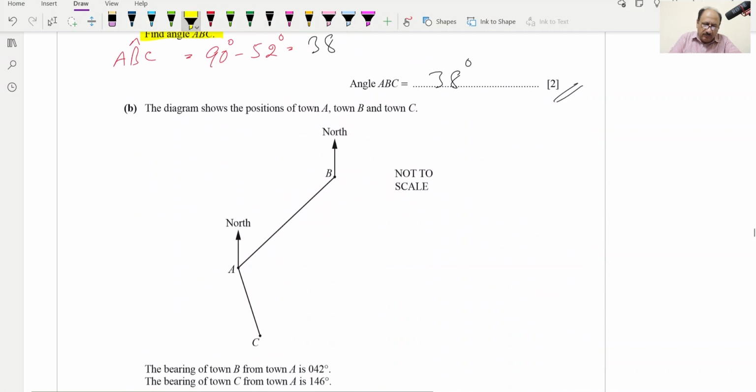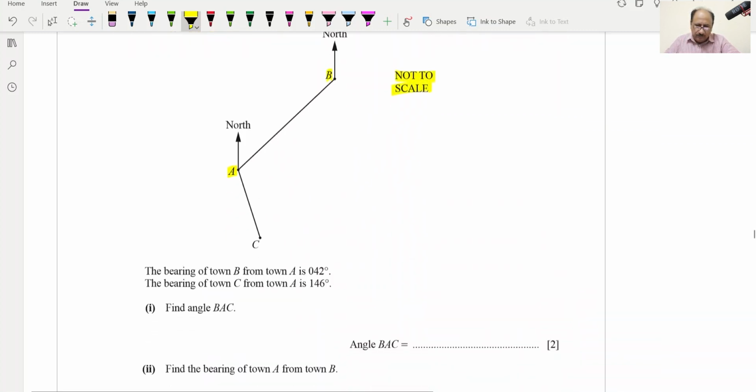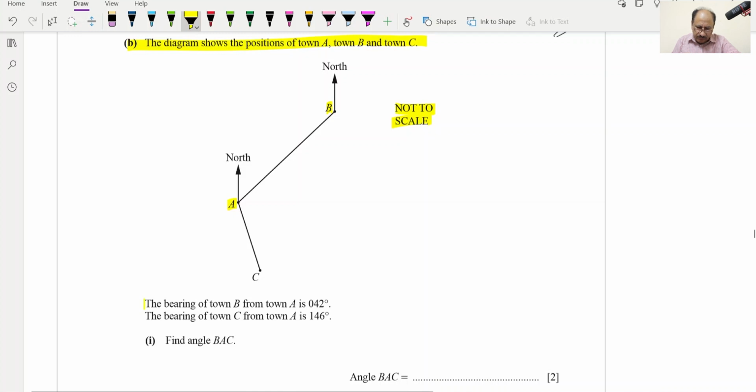Now B part, the diagram shows the positions of town A and town B. This is town A, this is town B. Diagram is not to scale, and we can't measure the angles or lengths. The bearing of B from A is 42, so this angle is 042 degrees. Then the bearing of town C from A is 146, so this angle is 146 degrees.